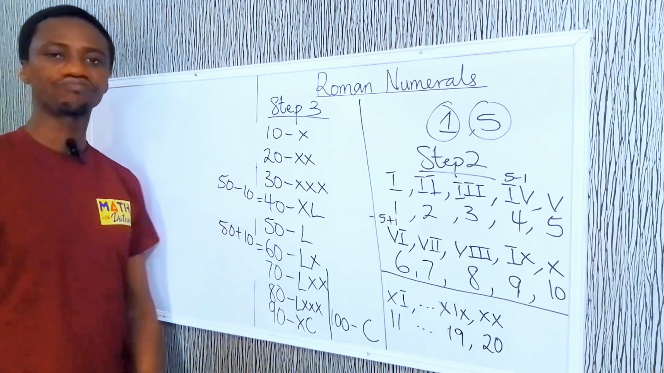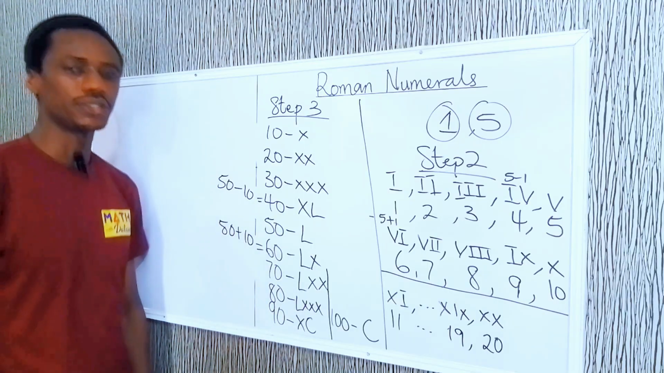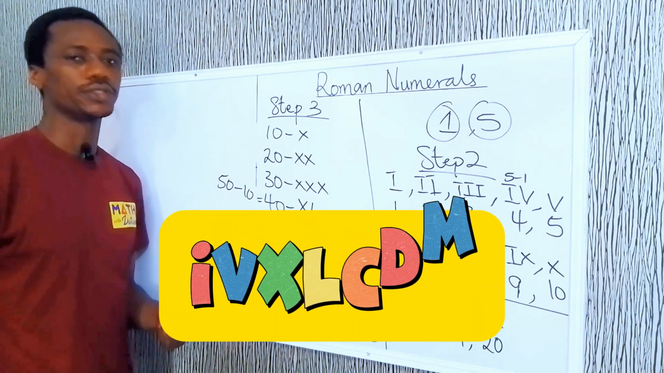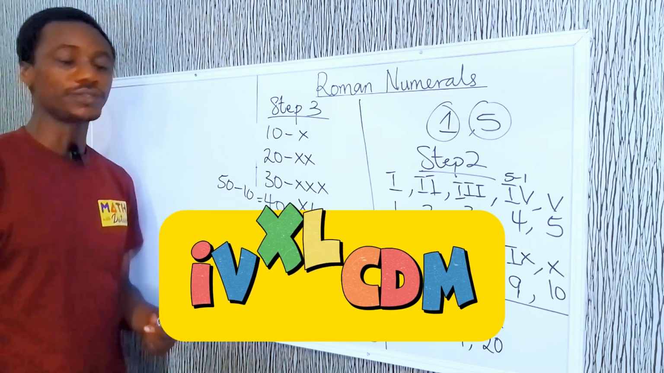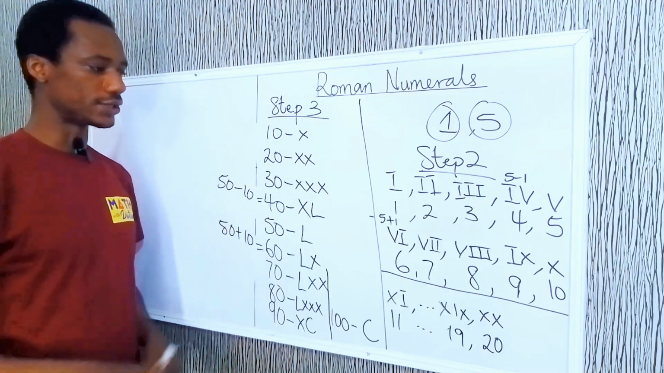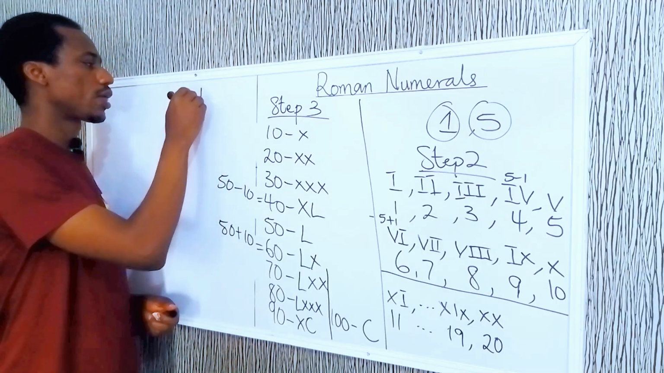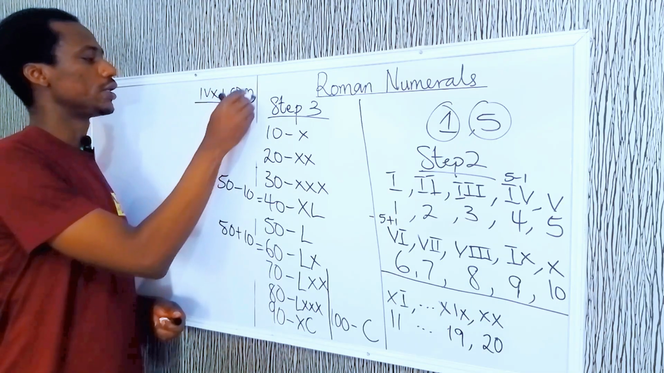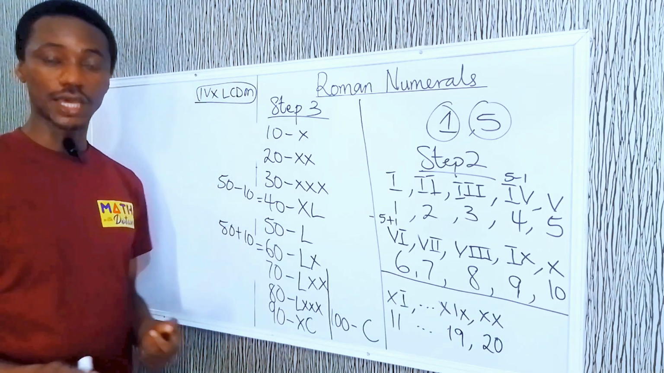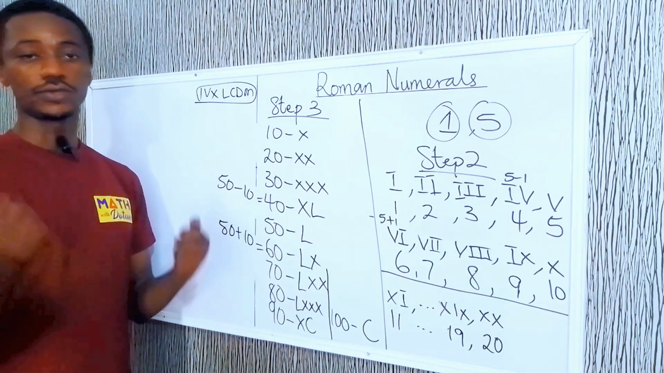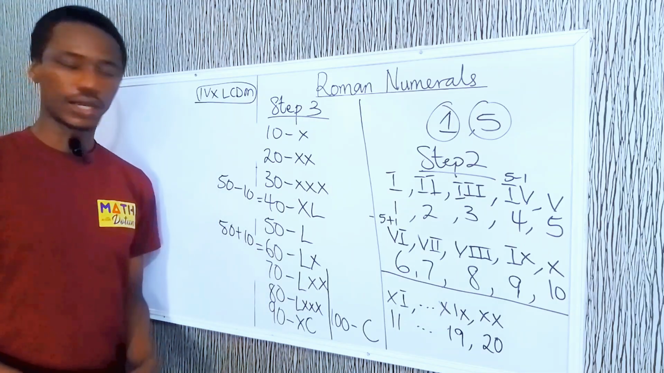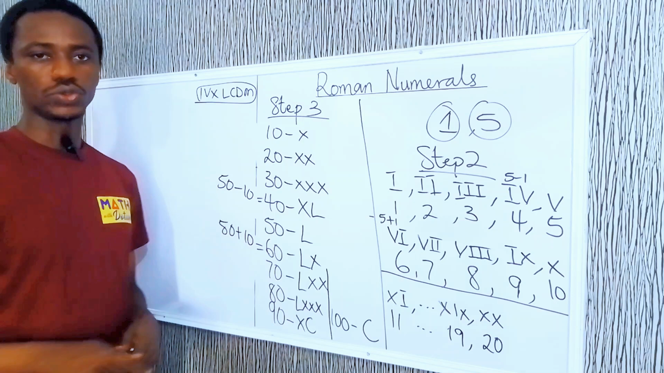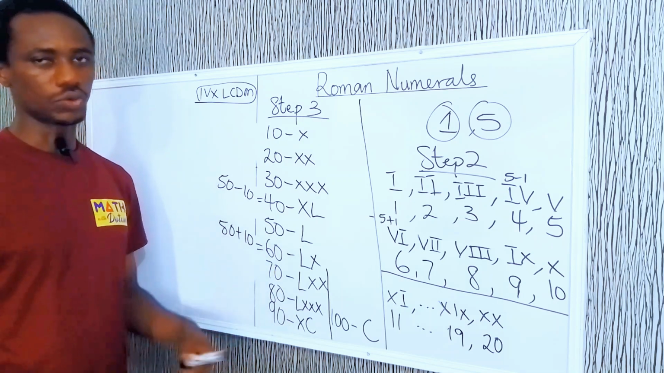All right? IVXLCDM. All right, so please don't forget that. Once you're able to remember your IVXLCDM, and then you remember that it's 1, 5, 10, 50, 100, 500, 1000. All right. Next is for you to remember 1 to 9, 1 to 10.